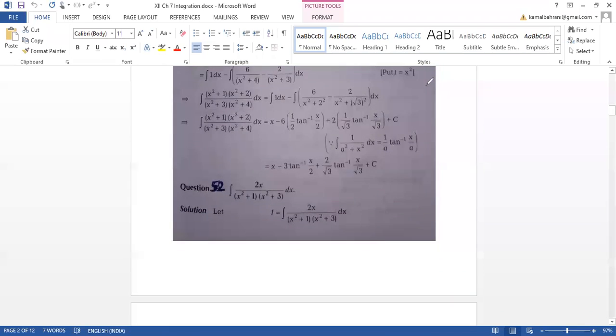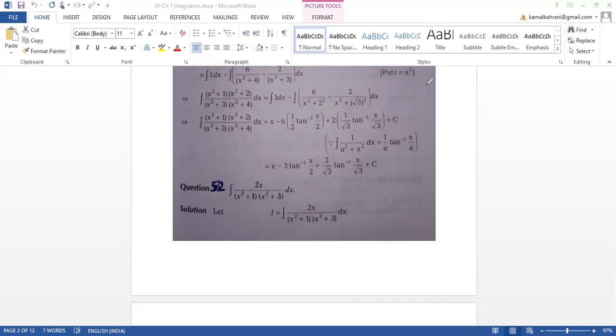2x upon, now I want you to answer this. How we are going to do this? Any one of you? Just see the question. 2x upon x square plus 1 multiplied by x square plus 3. Yes, very simple question it is. Nachiketa, Mohammed, Abhar, any one of you, please come to the chat box and let me know how we can do this.